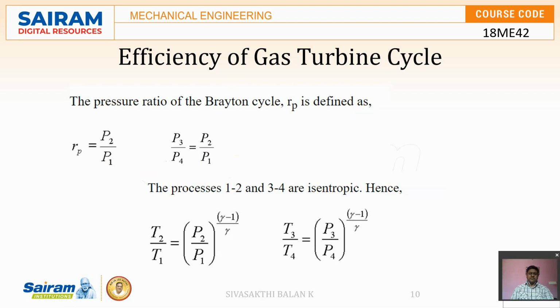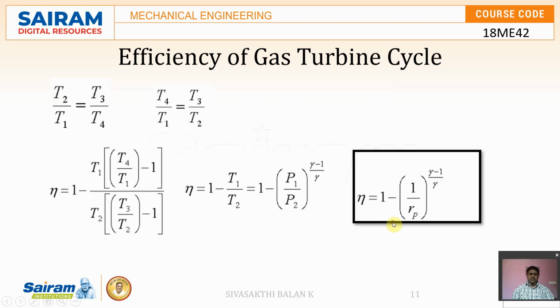We know that PV to the power gamma is a relation for an isentropic process, and now we are going to relate temperature and pressure. This well-known relationship will help us simplify the given efficiency. T2 by T1 is equal to P2 by P1 to the power of gamma minus 1 divided by gamma. Same way, T3 by T4 is equal to P3 by P4 to the power of gamma minus 1 divided by gamma.